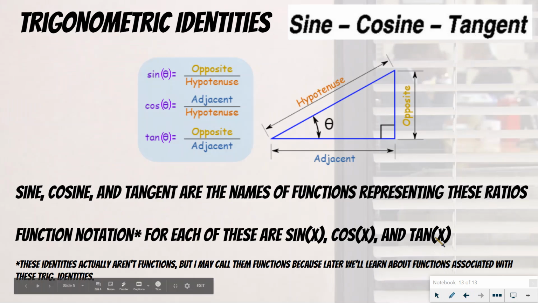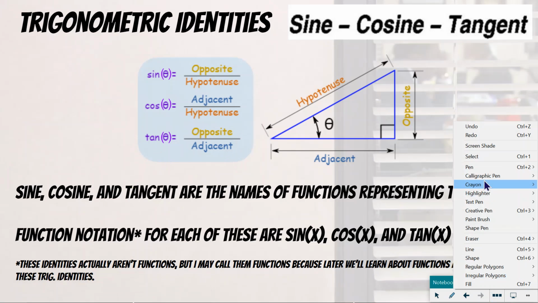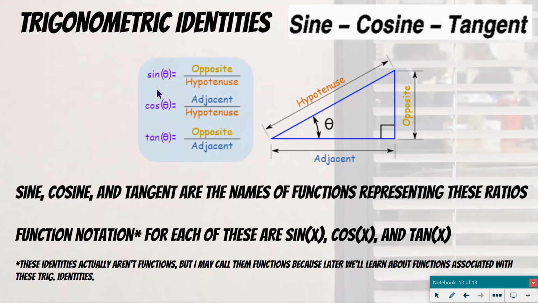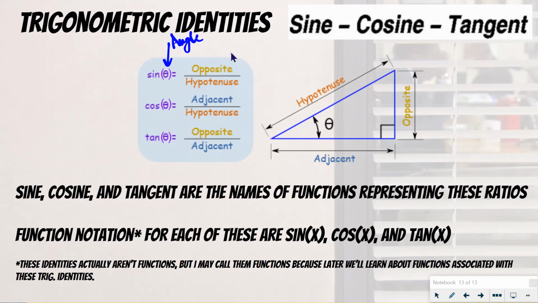So these are our first trig identities, or some of the time I might even call these trig functions, even though as they stand right now, they're actually not functions, they're just using function notation. So sine of theta, that means my input is theta, or an angle. My input is an angle, and my output is the ratio between these two sides, the opposite and my hypotenuse.